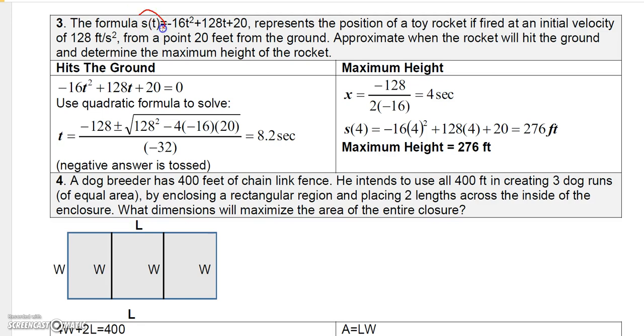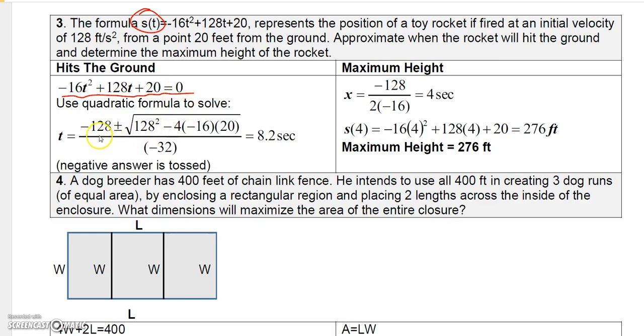So all you have to do is set this s of t equal to 0, and then you'll get that this function equals 0. Now you can solve this quadratic equation using the quadratic formula. So you should know how to use the quadratic formula. The a is -16, the b is 128, the c is 20.